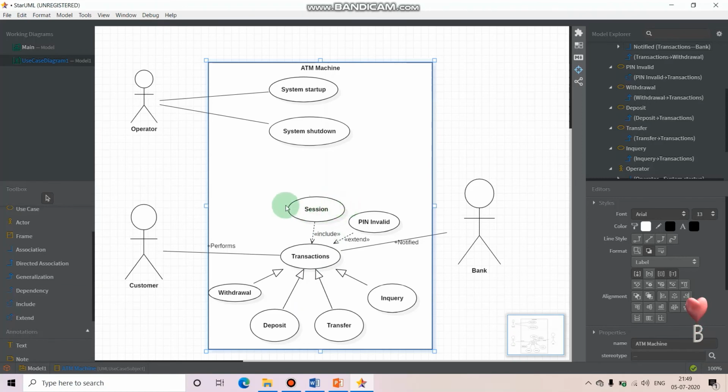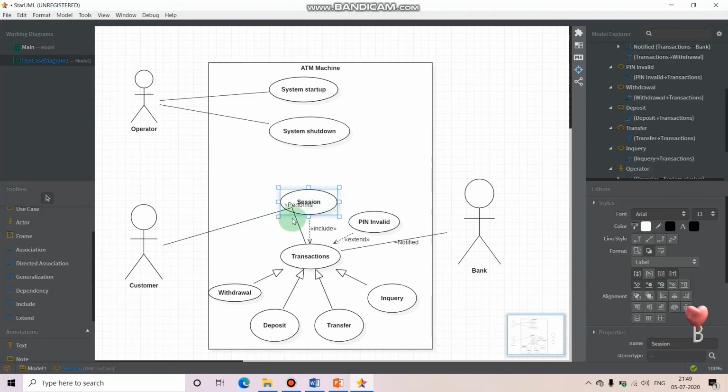And when the customer tries to start the session, actually you have to connect this one with this. Just a second. He will first start the session. You can write he will start the session, and then he will be able to perform the transactions. So here I'll write start. He'll start the session, and then he'll be able to perform.